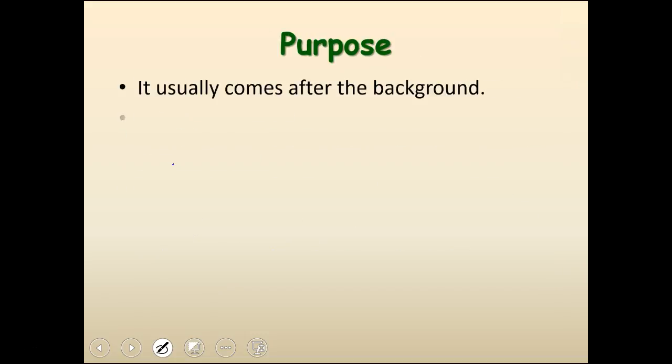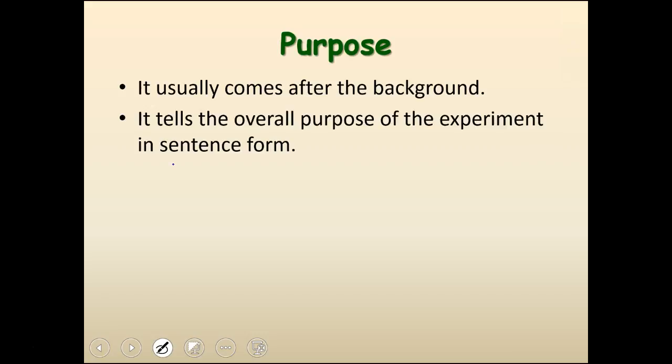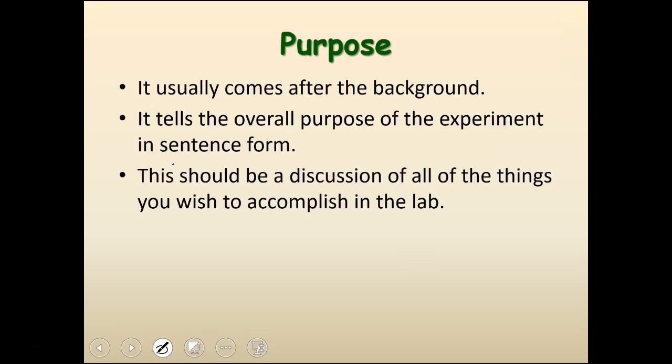Purpose usually comes after the background. It tells the overall purpose of the experiment in sentence form. It should be a discussion of all the things you wish to accomplish in the lab. So think about all the things you want to accomplish: using the equipment more appropriately, calculating the empirical formula, being more precise with your measurements. All of those things should be discussed in there if those are things that you had a purpose for.